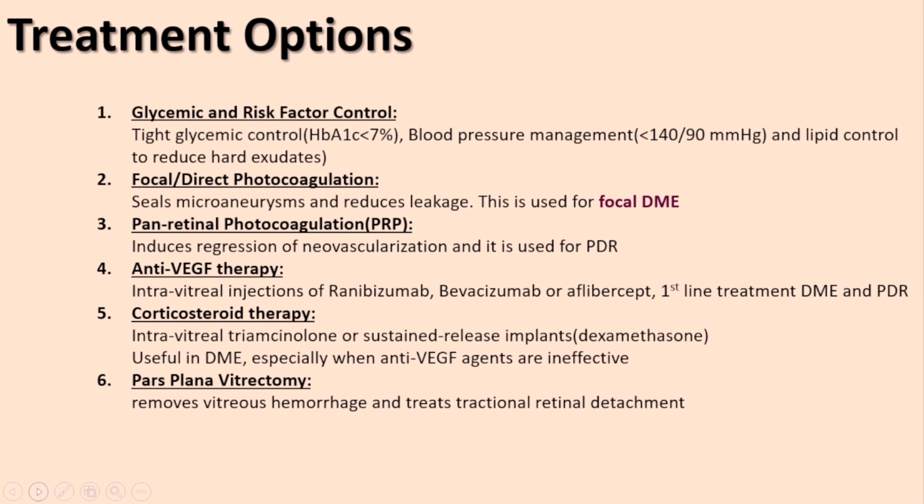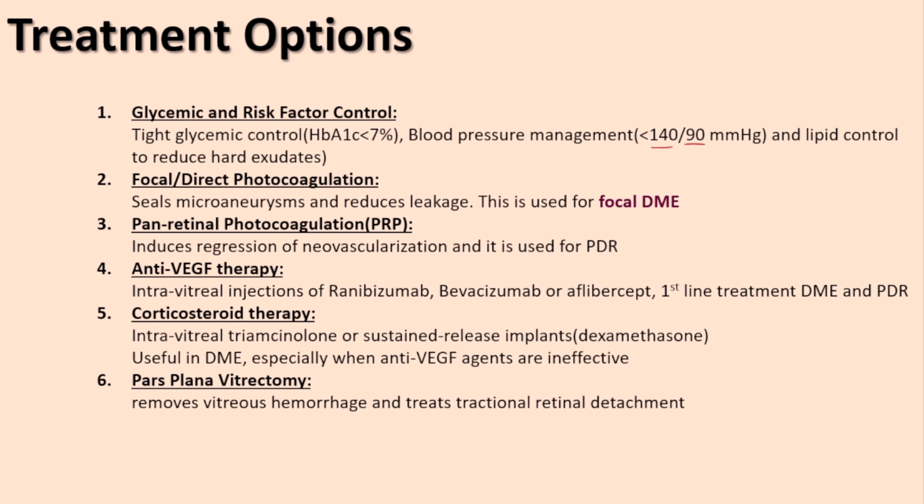Now, what are the treatment options? First of all, note that the patient who is suffering from diabetic retinopathy should have very tight glycemic control. So hemoglobin A1C should be kept under 7%, and this is very essential. Also, high blood pressure is quite toxic because we have vascular weakening in the eye. So the patient should bring the blood pressure under 140/90 millimeters of mercury. Lipid control is very important for controlling hard exudates.